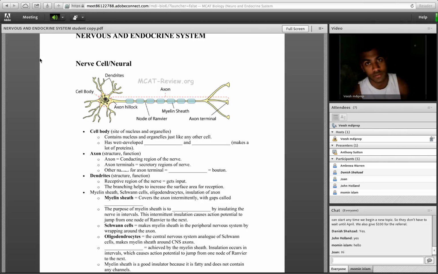Because the main function of the nerve cell is to be sending signals, these proteins are the ones that are actually sending the signals. Specifically, those proteins are called neurotransmitters, but we're going to talk about that in a second. The next part is the axon.